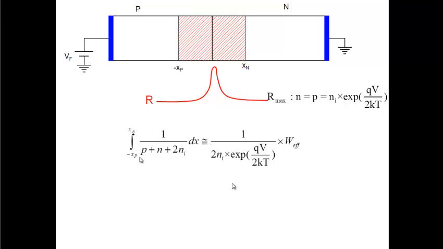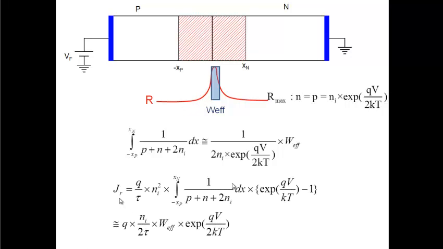I have to do the whole integral, and what I'm saying is that whatever this integral is, I can approximate it by a constant value multiplied by some effective width. There's nothing wrong here. It's just the area under the curve. Whatever is the area under R, I can approximate it by a rectangle. The rectangle is 2Ni exponent QV by 2KT multiplied by some effective width. So mathematically, I'm allowed to do that. I have to compute W effective such that the area under the blue curve is the same as the area under the red one.